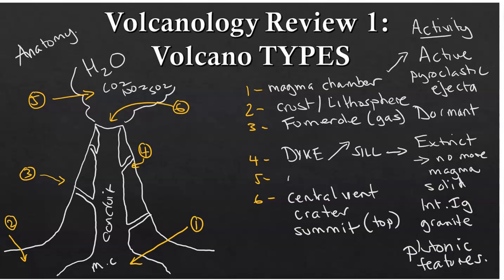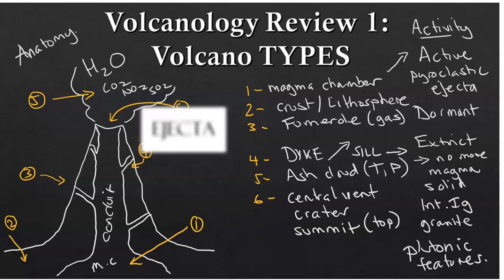5 is going to be the ash cloud, which is just generic. So looking at tephra and pyroclastic material, which is TMP, and looking at ignimbrites as well as different sizes of tephra and material coming out of the volcano. And this is all called, again, ejecta.